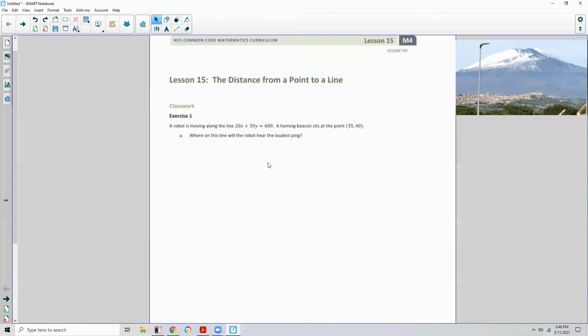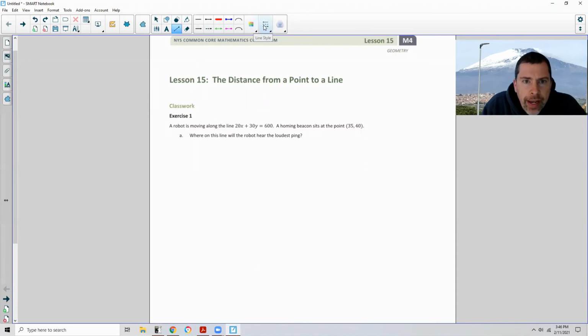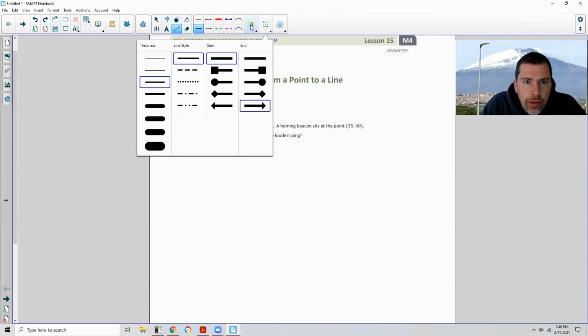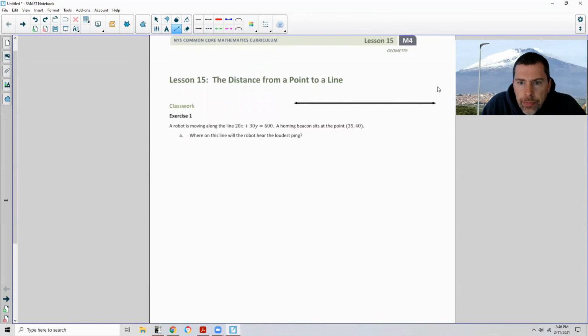Okay, lesson 15 is called the distance from a point to a line. The distance from a point to a line. So the first thing I want to address here is what happens when you draw a line like so, and then you put a point not on that line, let's say right here. Well, how far is that point from the line? Well, it differs. It depends on where we are talking about on that line.